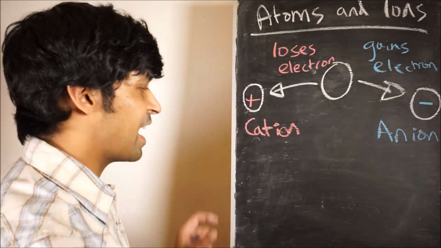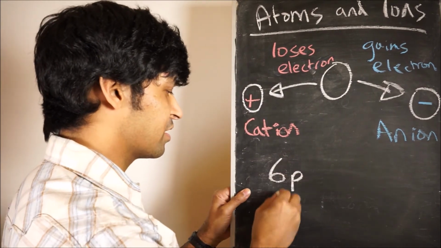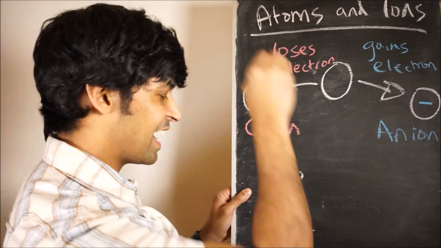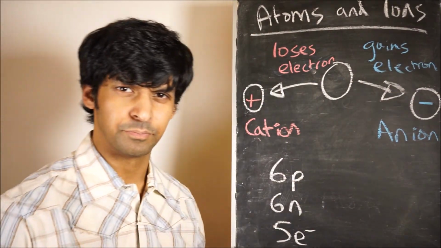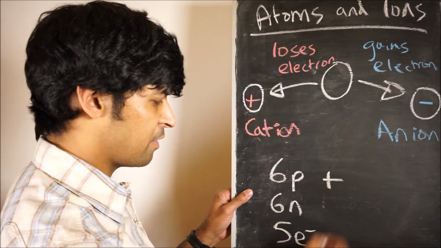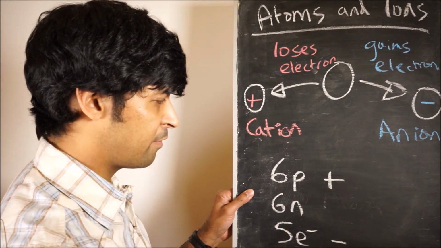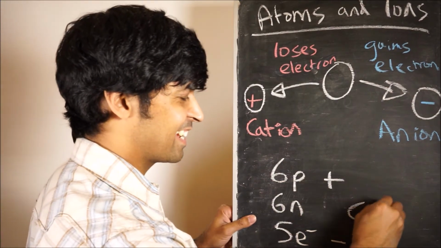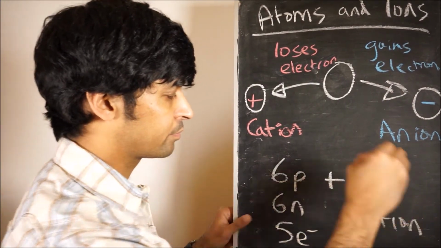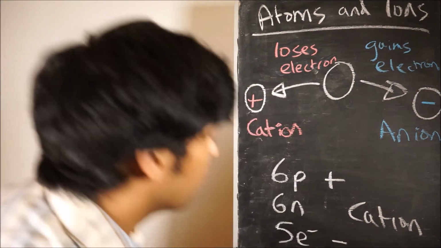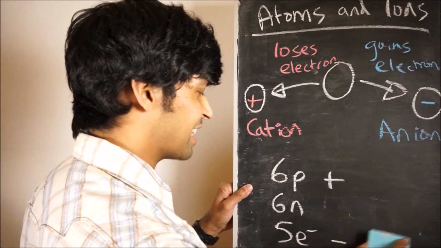What if something has 6 protons, 6 neutrons, and 5 electrons? What's it going to be? Well, it's got 6 positive and only 5 negative, which means it's more positive. This makes it a cation. Okay? Let's have a look at one more example just to make sure that we know exactly what we're doing.